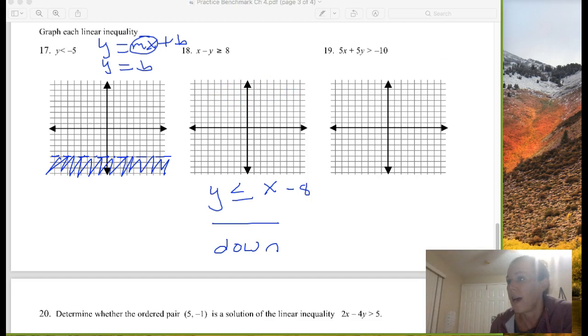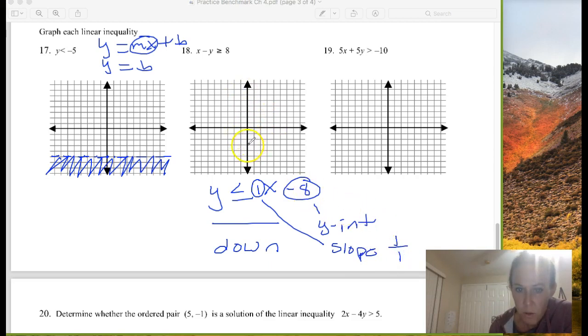I can see that my y-intercept is negative 8. And my slope isn't written, it's just 1, which I can write as 1 over 1. So I start at negative 8. 1, 2, 3, 4, 5, 6, 7, all the way down here. There's my y-intercept. My slope is 1, or rise over run, 1 over 1. Rise 1, run 1. Do another dot. Rise, run, and keep repeating. You can do as many as you want.